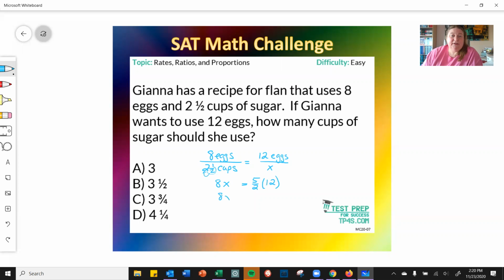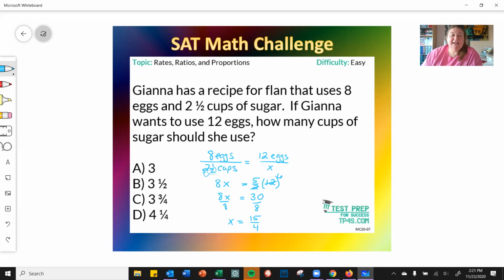All right, and now we just have to solve for x. And the hardest part again is working with all these fractions. So 5/2 times 12. Well, 2 goes into 12 6 times, and 5 times 6 is 30. And now we're going to divide both sides by 8. So x equals 30/8. We're going to reduce. They're both even numbers, so I'll divide them both by 2 and get 15/4.